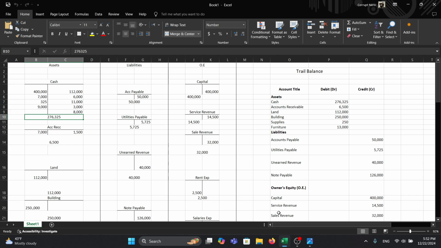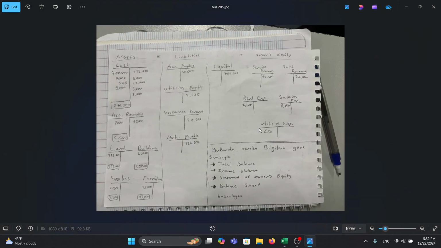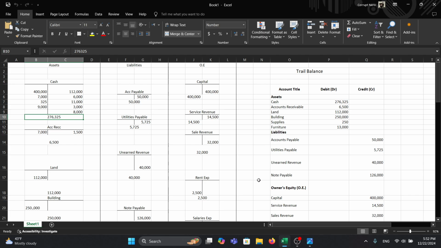Today I'll be teaching you how to do this T accounts question that the professor sent us in the WhatsApp group. What she wants us to do is basically write down the trial balance, income statement, statement of owner's equity, and balance sheet. How do you do all of these? I already wrote the T accounts down so I don't have to go back to the picture. I wrote the question down.